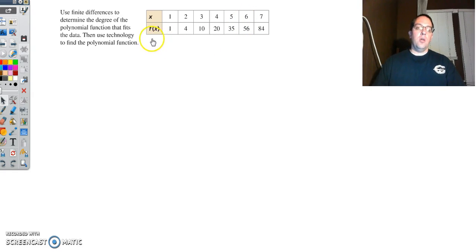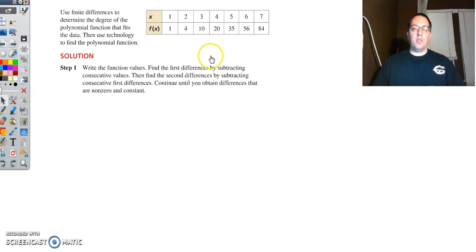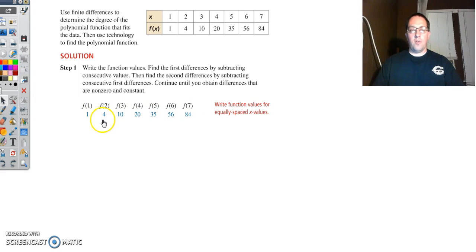We can use it. So what we're going to do, step 1, we're just going to write down all of our data, okay, x's and y's. Mostly we're just interested in the y's. Right? So this is what we're looking at. We're looking at the y values, and what we're going to do is take the difference of all the y values. So 4 minus 1, 10 minus 4, 20 minus 10, 35 minus 20, and so on. Right? So here's all of the differences in our y values. And these are called the first differences because this is the first time we've done this.